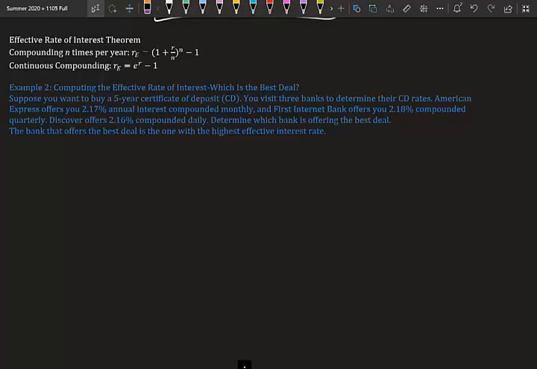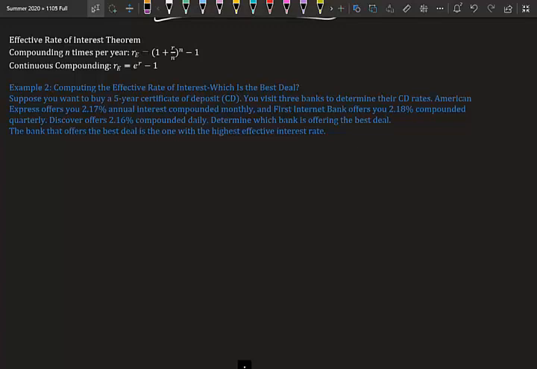So suppose you want to buy a 5-year certificate of deposit, CD. You visit 3 banks to determine their CD rates. American Express offers a 2.17% annual interest compounded monthly. First Internet Bank offers you 2.18% compounded quarterly, and Discover offers 2.16% compounded daily. Determine which bank is offering the best deal. The bank that offers the best deal is the one with the highest effective interest rate.